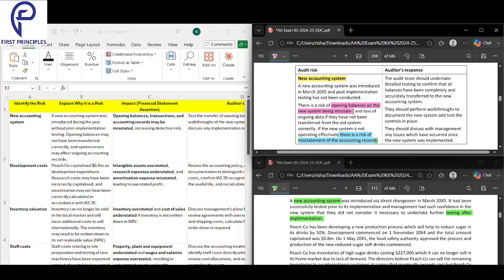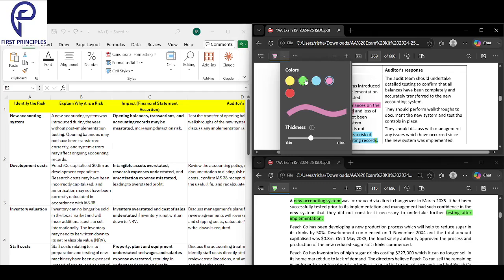As a result, what will be the impact? Your opening balances on the new system will be misstated. That will be the impact. So what should you do as an auditor?